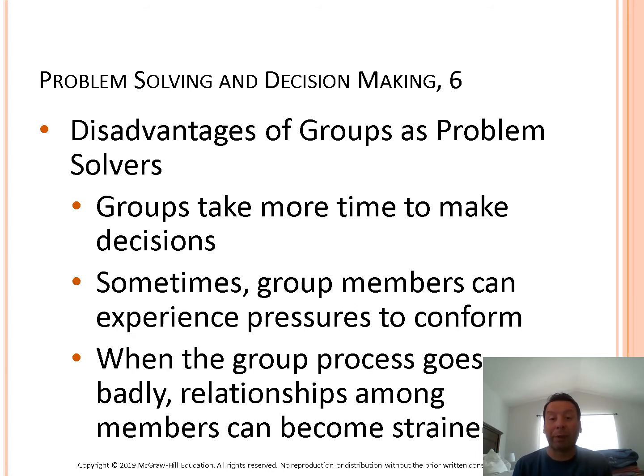Sometimes group members can experience pressures to conform. Sometimes when you have 7 people and one person out of the 7 is sort of the dissenting voice, the 6 other ones can pressure that one person to finally say, well, okay, fine, I'll do it because everybody else is doing it. Even though reluctantly they may do it, in the back of their mind, they might be saying, no, I know it's wrong. Why don't they see it? Right? So sometimes you're forced to conform to the group, even though it may not be the decision that you would agree with. And then when the group process goes badly, relationships among members can become strained.